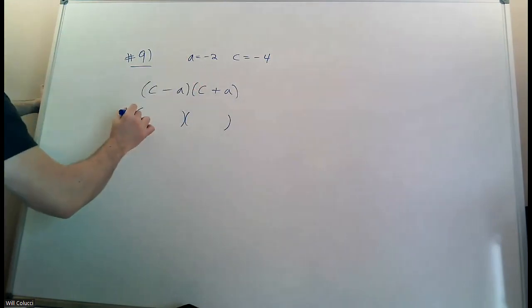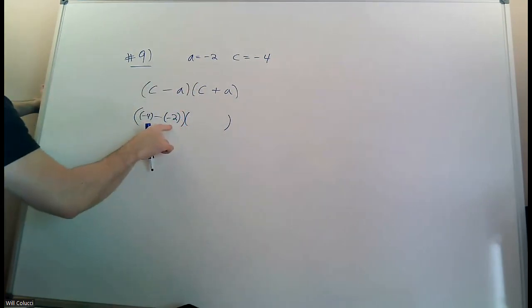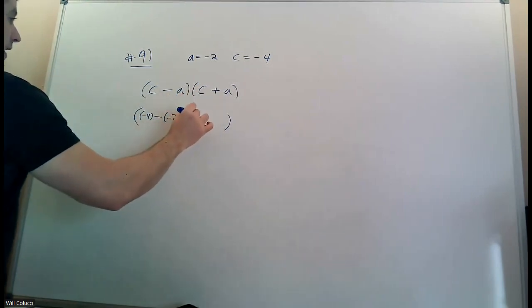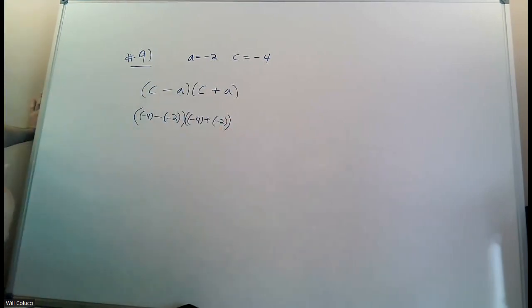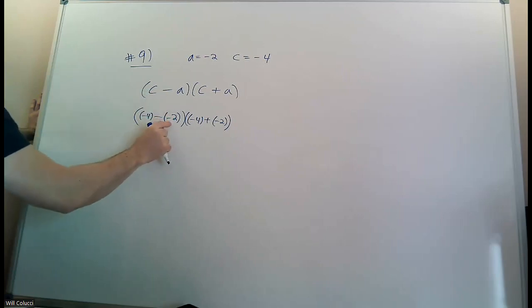Now, you're going to replace C with negative 4. You have to be very, very careful here. You're going to replace A with negative 2. There's a lot going on here. Again, you're going to replace C with negative 4, and you're going to replace A with negative 2. All I did is I was very careful about it. I always put parentheses when I plug in.